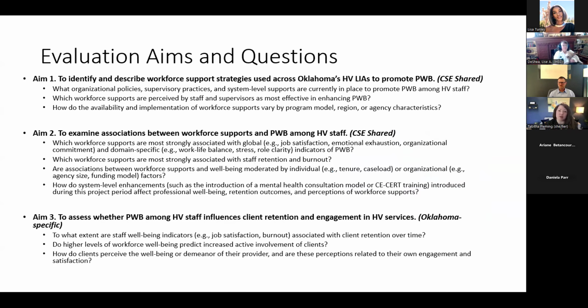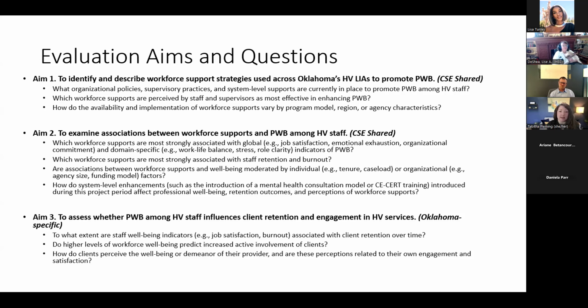Briefly, I'm not sure that we've identified the exact aims for our coordinated state evaluation. These will be on the slides you'll receive. I won't go into detail of every piece, but just a reminder of what we're hoping to accomplish. I want to highlight the aims. Throughout the work we've been talking about on the evaluation side, for the first aim, we want to identify and describe the workforce supports you all have in place to promote professional well-being. Our second aim is to understand better how those supports might be associated with professional well-being.